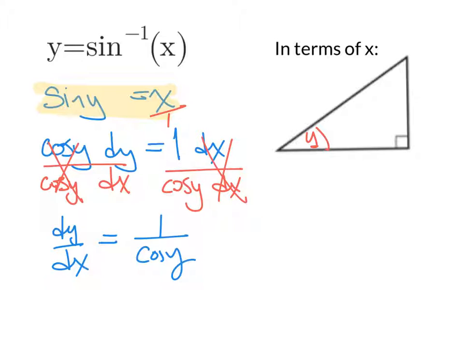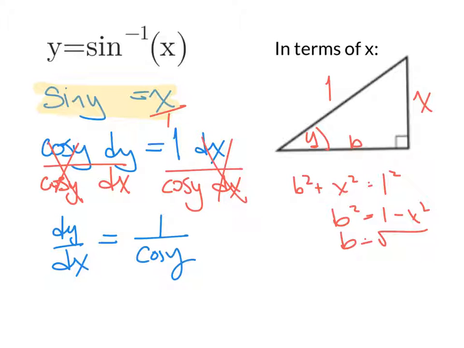Because sine is opposite over hypotenuse, that means the opposite side has a value of x, and the hypotenuse has a value of 1. Real quickly, we can use the Pythagorean Theorem to figure out what the length of this base is. B squared plus x squared would equal 1 squared. B squared would have to be 1 minus x squared, and so b is the square root of that. Which means this side, down at the bottom, is the square root of 1 minus x squared.